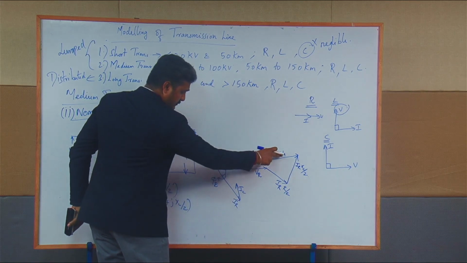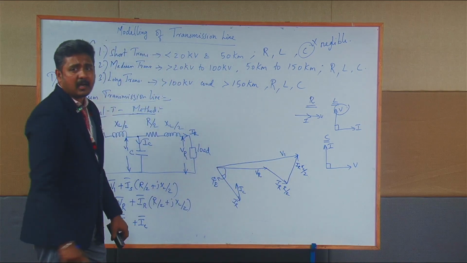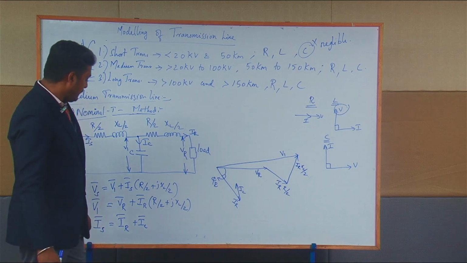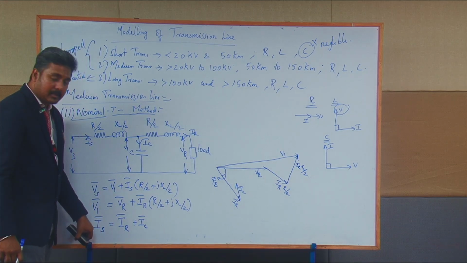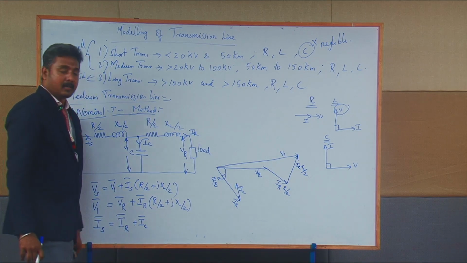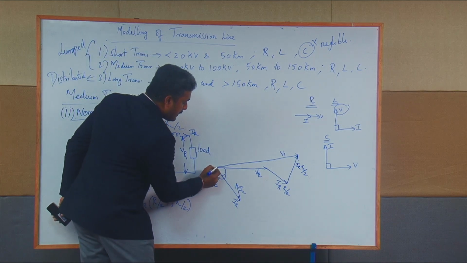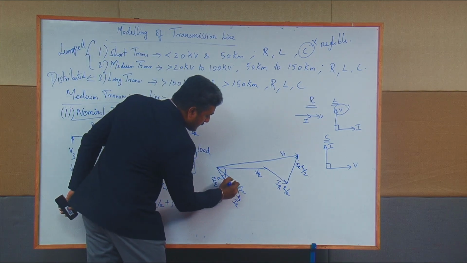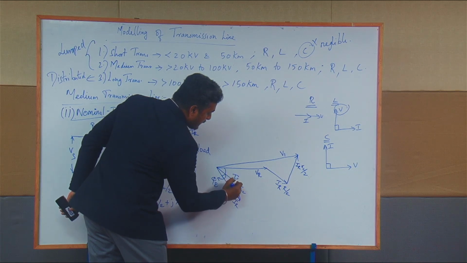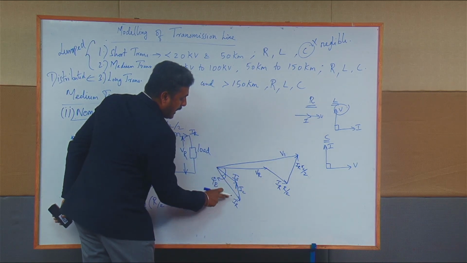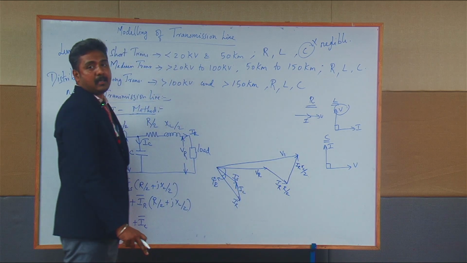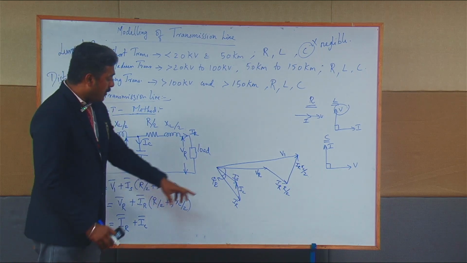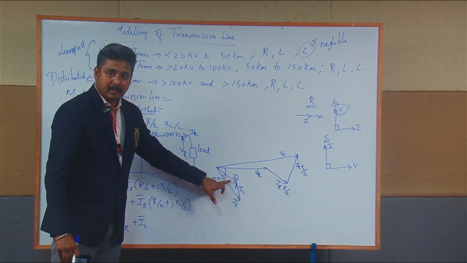It leads the V1 vector by 90 degrees, and the IS vector is IR plus IC vector. Therefore, if you connect these two points, the resultant vector is the IS vector, which is equal to IR vector plus IC vector. Now I have got the IS vector here.